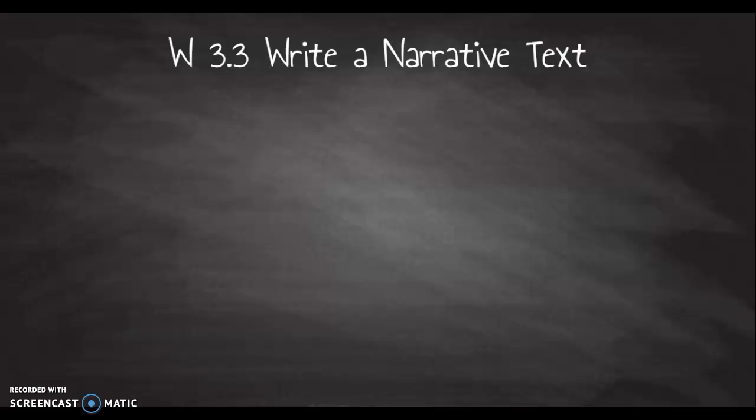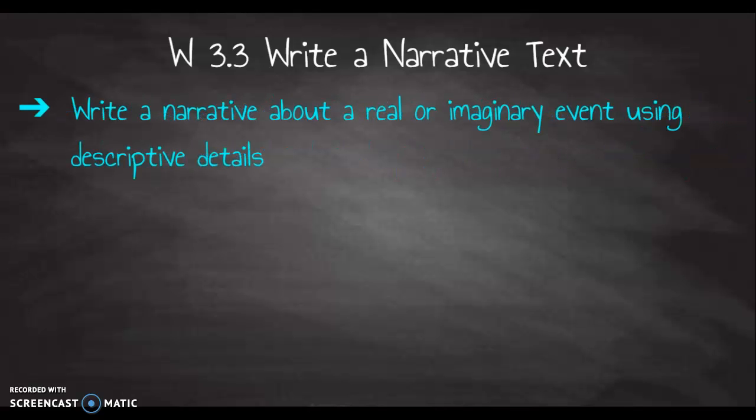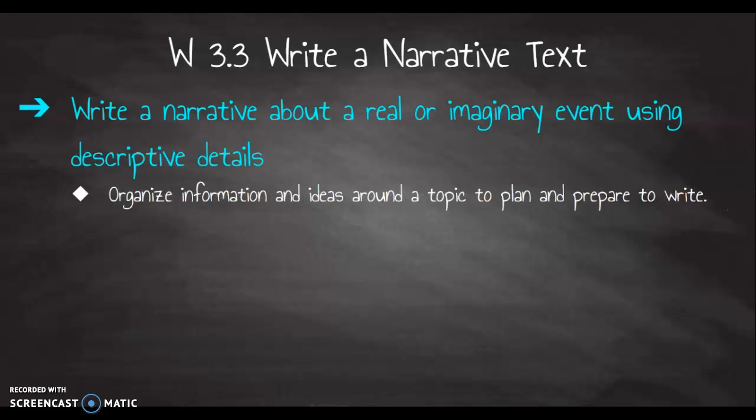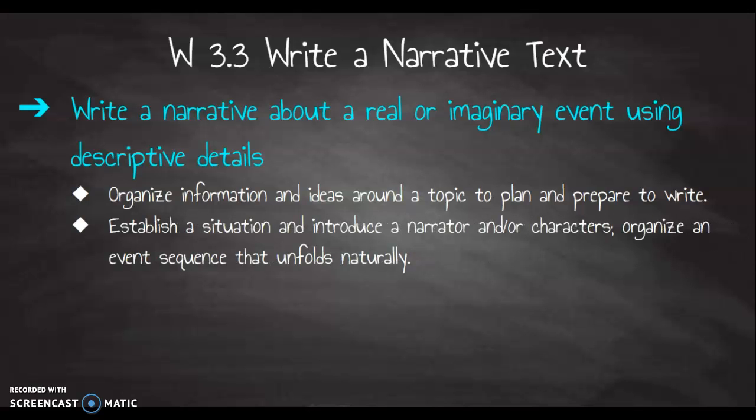The next writing piece for the first 9 weeks will be writing a narrative text, which is W 3.3. This will be to write a narrative about a real or imaginary event using descriptive details. Students will organize information and ideas around a topic to plan and prepare to write. They will establish a situation and introduce a narrator and or characters. They'll also organize an event sequence that unfolds naturally, which means that they will need to make sure their story is in sequence of event order.